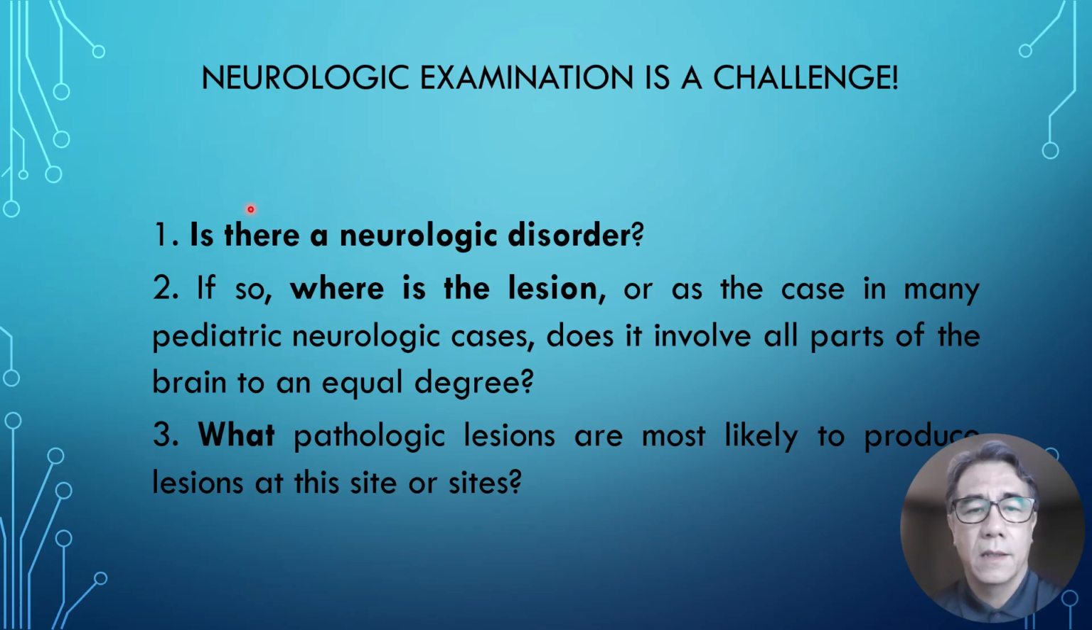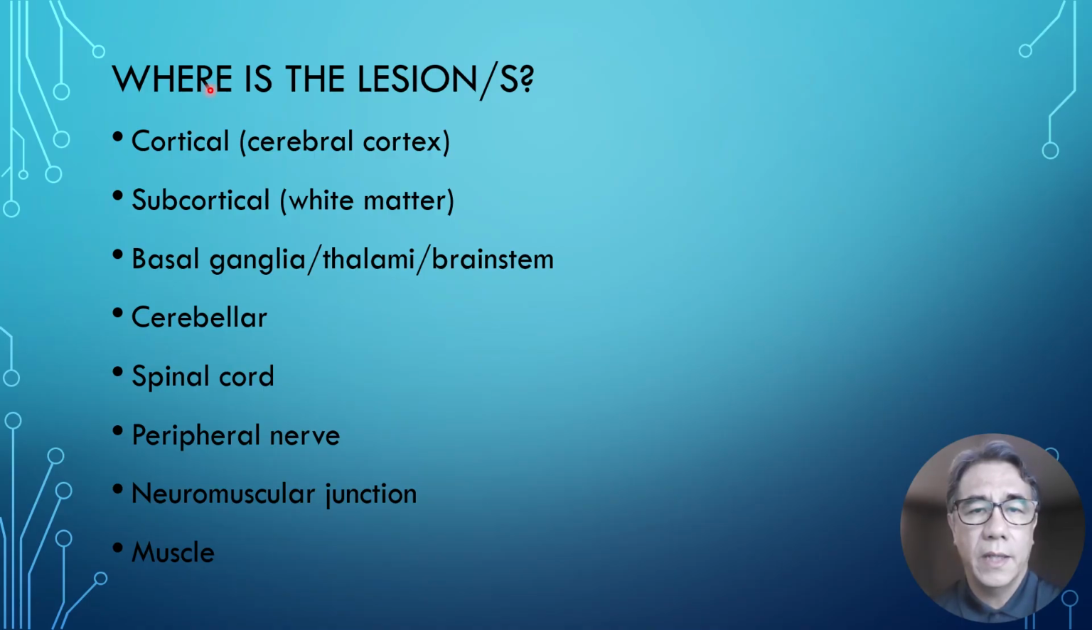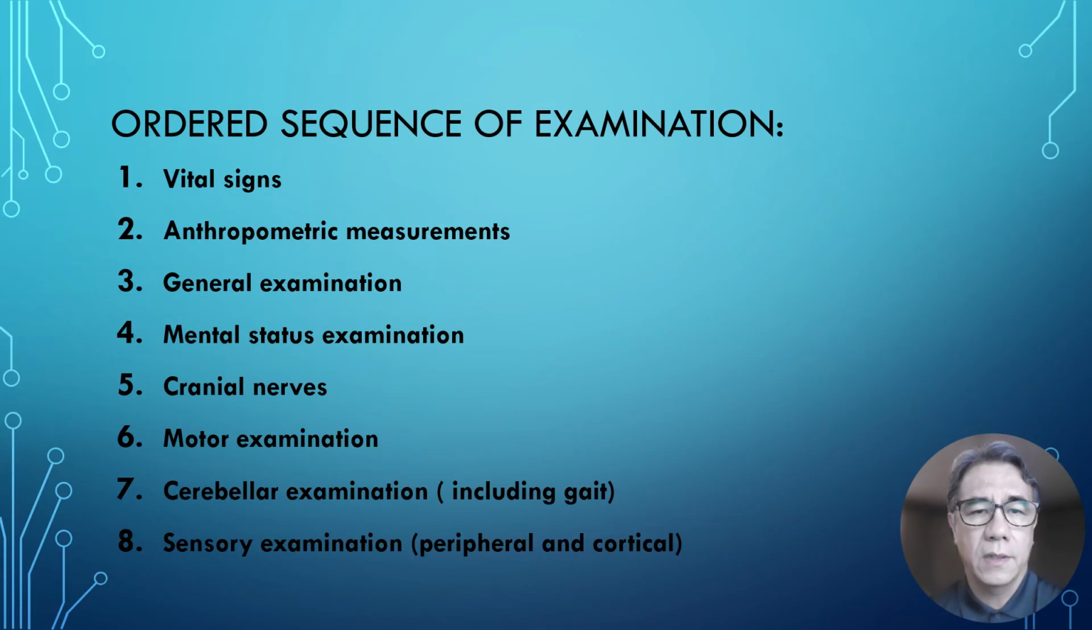So the first question here is there a neurologic disorder? And if so, where is the lesion? And what is the cause of that lesion? Some neurological issues that are relatively obvious would be signs and symptoms of increased intracranial pressure, meningeal irritation, focal neurological deficits, or developmental delay, arrest, or regression of milestones. So it could be anywhere in the nervous system, either centrally or peripherally.